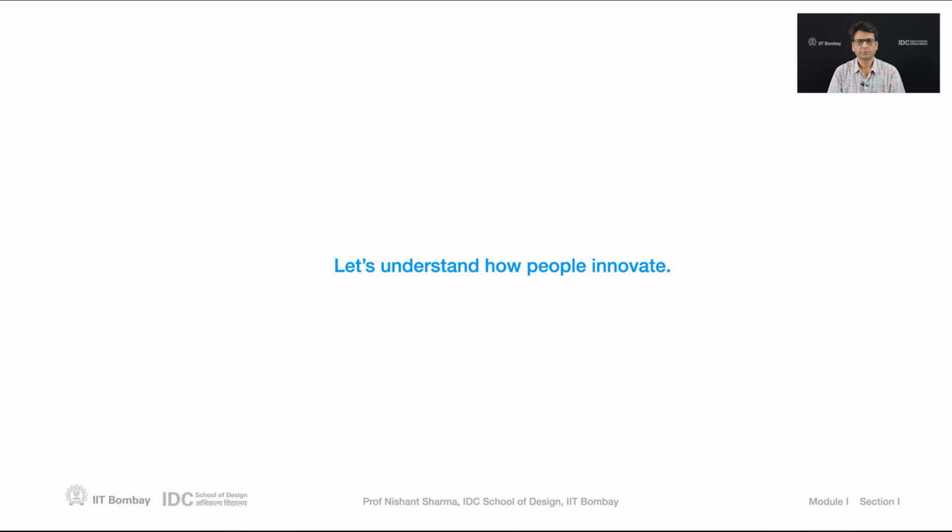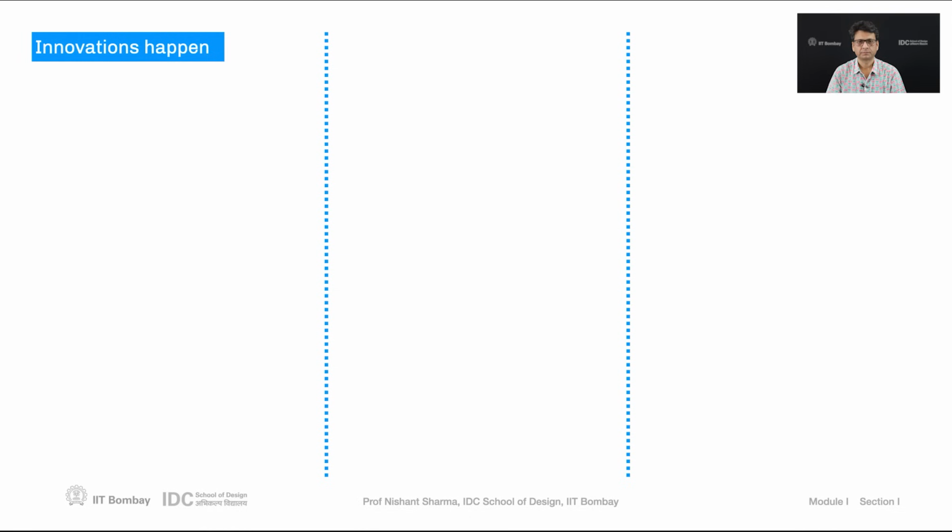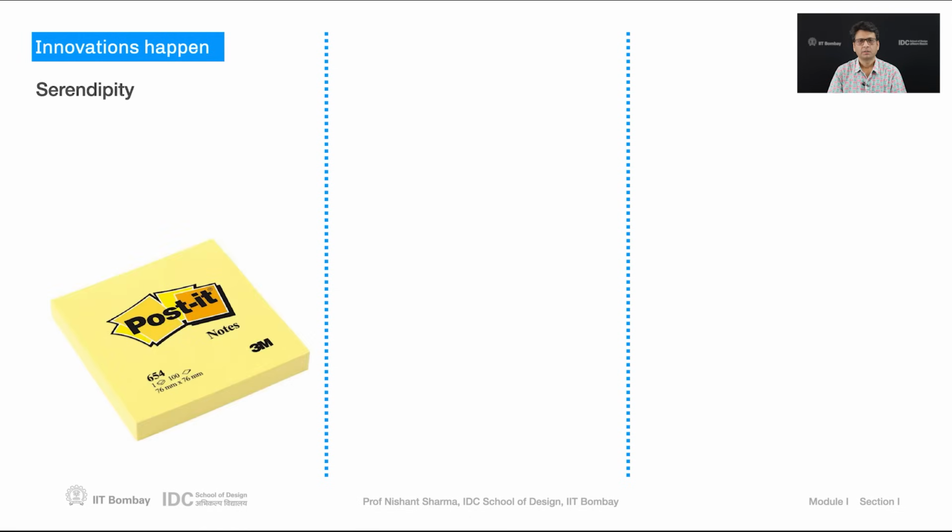Let's see some examples to understand how people innovate. The first one is serendipity. Let's look at an example. You must have seen the ubiquitous 3M Post-it note, which is nothing but a serendipitous tale of innovation.